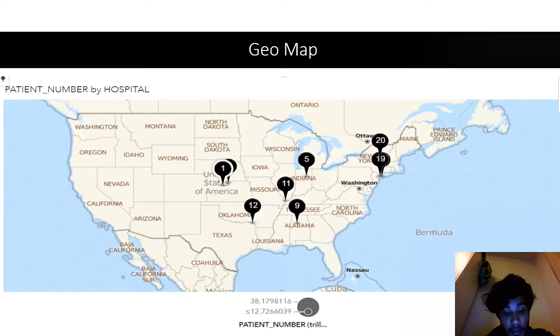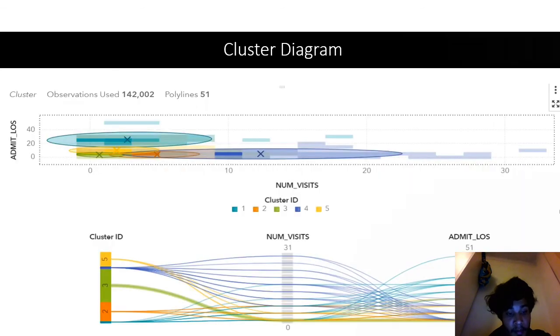Moving on to the next slide, we have a geomap of the number of participants, patients and hospitals in different states of the United States. It can be seen that there are more hospitals and cases in Alabama, Missouri and the central part of the United States of America, whereas other states have few hospitals and number of patients.